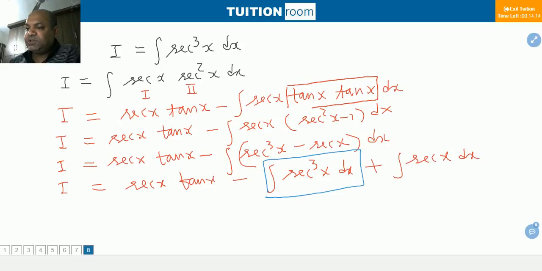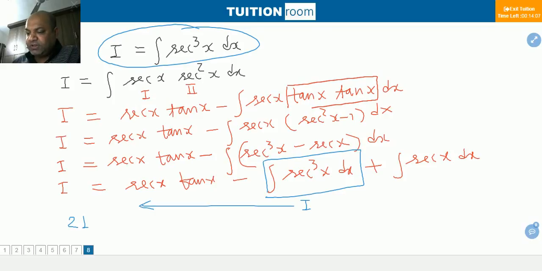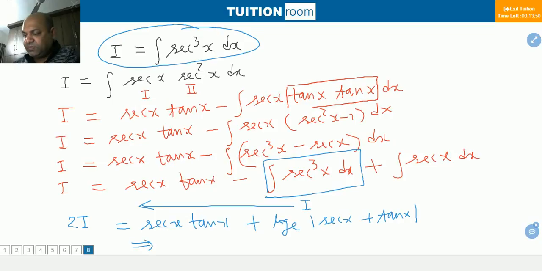Practice problems will be similar integrals, and you are required to do this practice. Okay guys, so sometimes the original integral is the problem, and we will again assume it as I, shift it to the left hand side, and we'll get the answer. Okay, so please copy it, then I will proceed to the next problem.